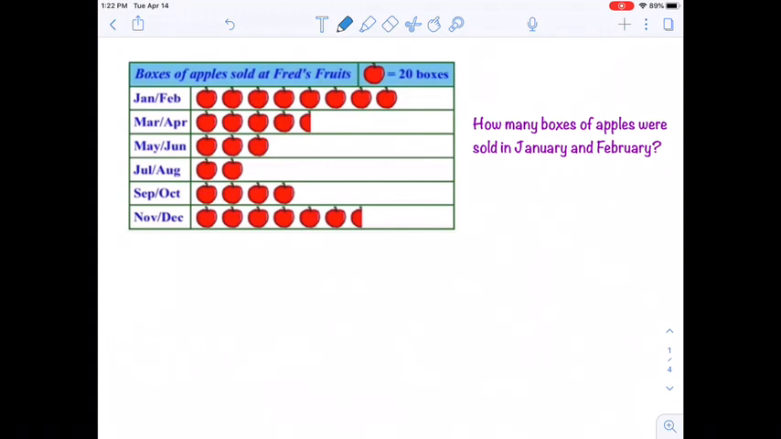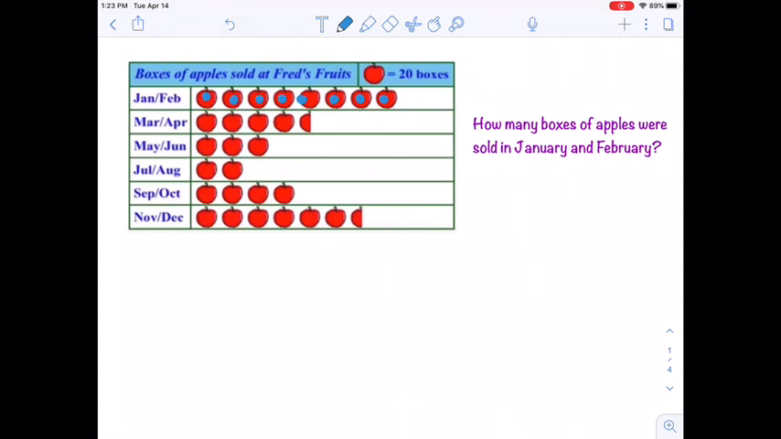So we can look and see that in January and February we have 1, 2, 3, 4, 5, 6, 7, 8 apples in our pictograph. But that doesn't mean that we sold 8 boxes of apples. Each apple represents 20 boxes. So we're going to think about counting by twos when we count by 20s.